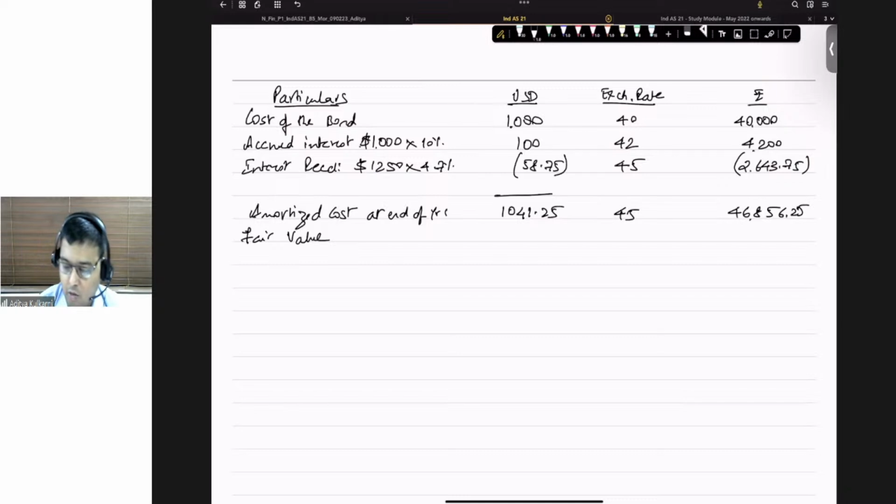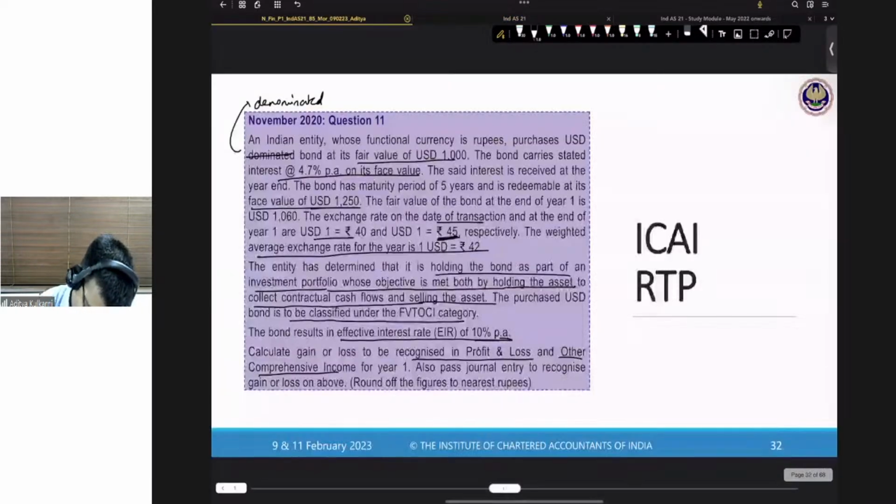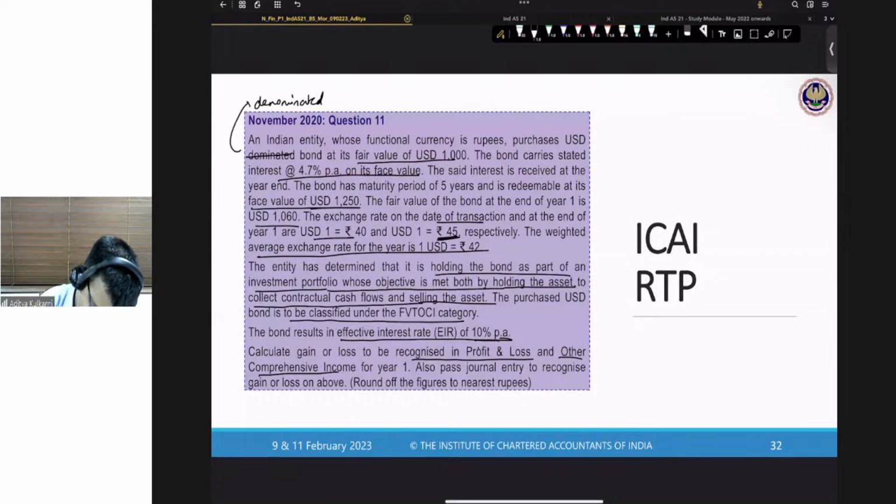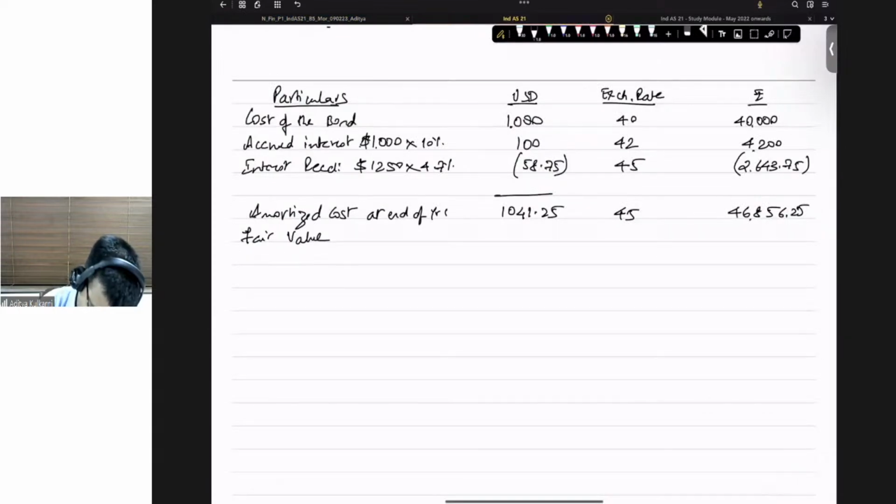Yes. Okay. What is the fair value of the bond they have given? The fair value is 1060. So 1060 at 45, that is 47,700. Okay. Now, recognition of amounts.